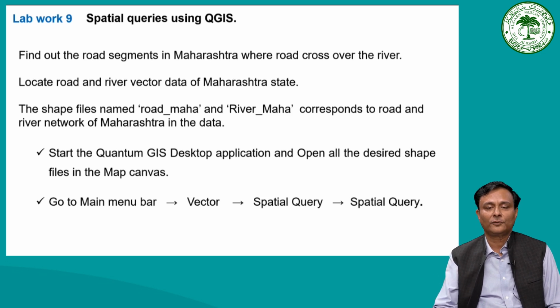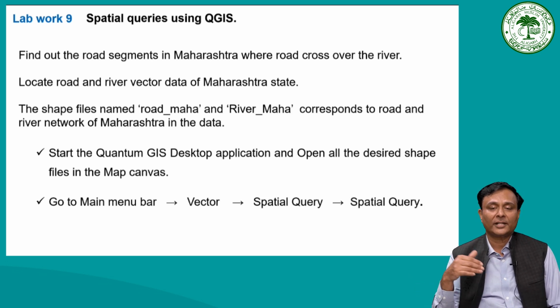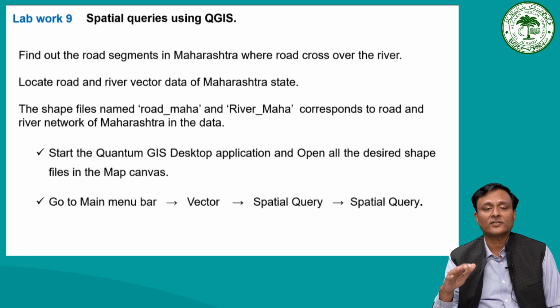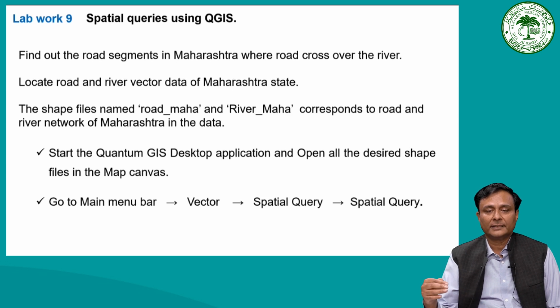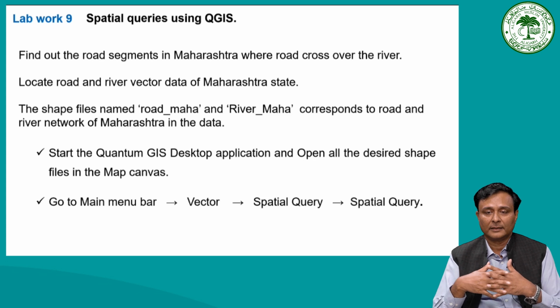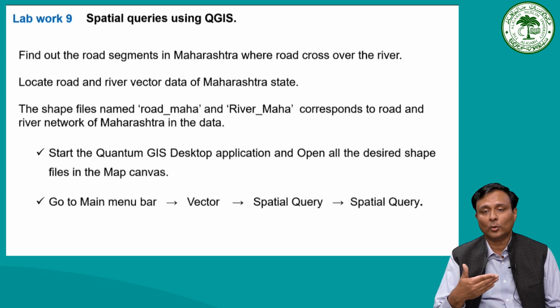In this exercise, the objective is, from a state map, to look into the linear entities of roads, and another linear entity, which is rivers. We will try to find out which roads are crossing over the river, and we will also try to highlight how the road and river vector data are available in the older data set.